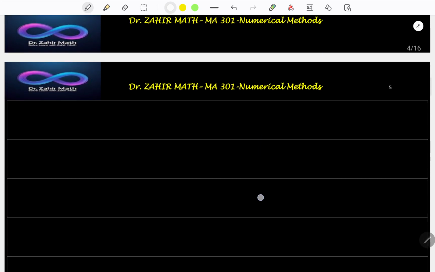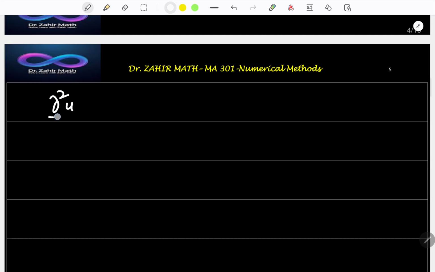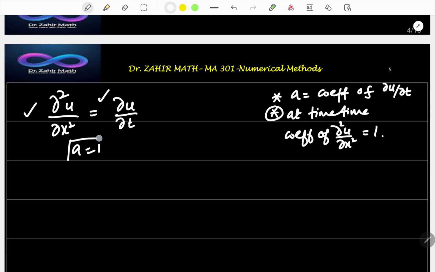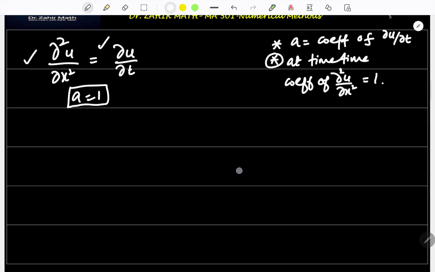So let's start. What is given? ∂²u/∂x² is equal to ∂u/∂t. I told you already 2 important points. A will be the coefficient of what? ∂u/∂t. And at that time, the coefficient of ∂²u/∂x² must be 1. Is it 1? Yes. So A is equal to 1. Clear, everybody?